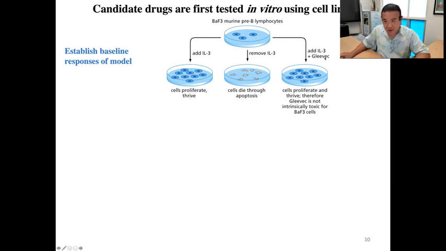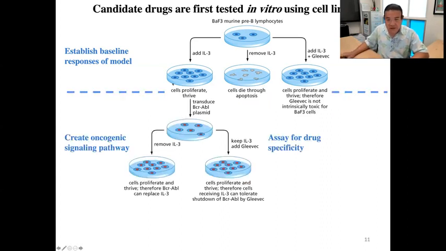Importantly, as a control, you can add IL-3 to the media, and you can also add Gleevec to it, just to see what happens to the cells. And what you find is that the cells still grow. Right? So what this shows is that Gleevec is not just intrinsically toxic. There's not some weird global toxicity effect of the Gleevec. Right? So then what you do is you turn these cells into sort of like cancer.